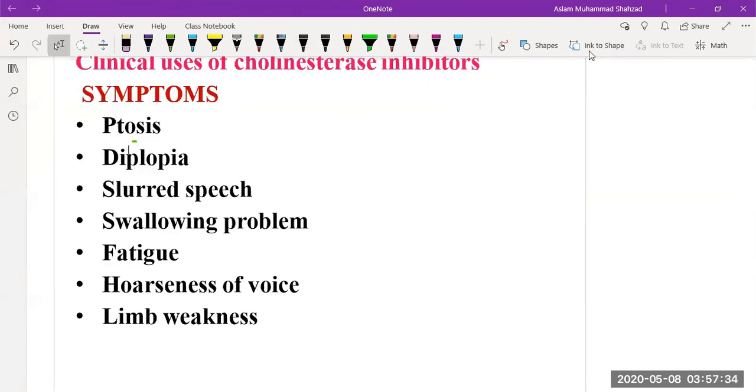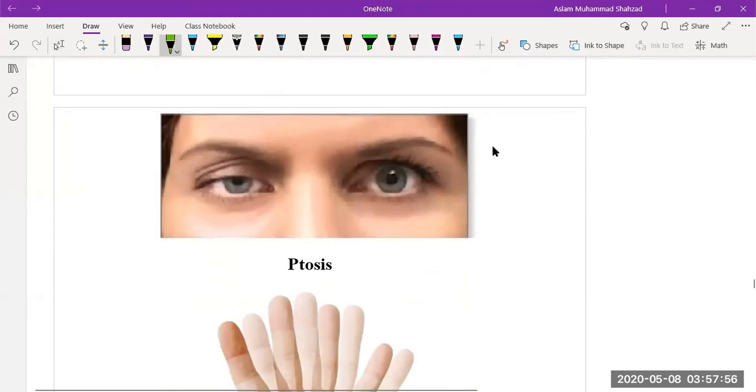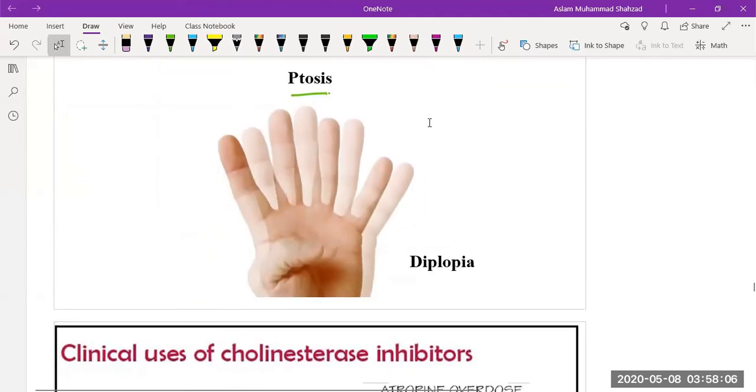The symptoms that occur in Myasthenia gravis are ptosis, diplopia, slurred speech, swallowing problems, fatigue, hoarseness of voice, and limb weakness. So this is a picture of ptosis. As we know, in Myasthenia gravis there will be weakness of the skeletal muscle, so that's where unequal eyes will be seen. Then diplopia means blurred vision can be found.